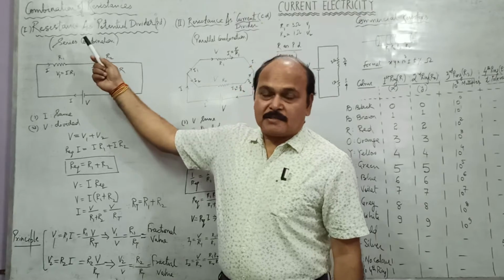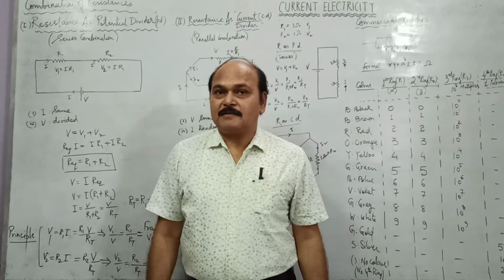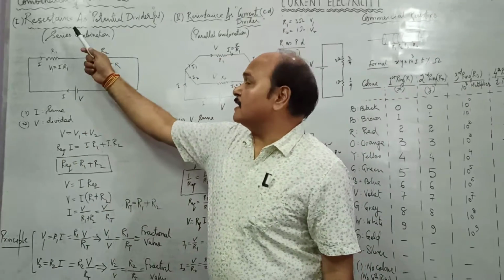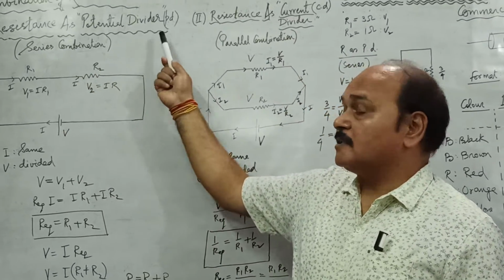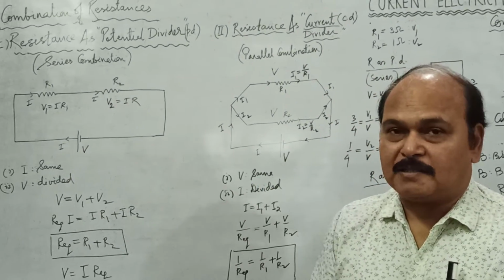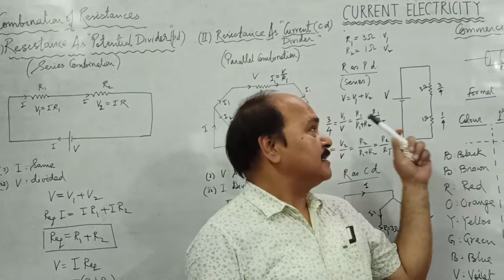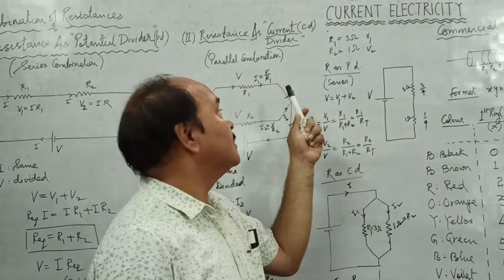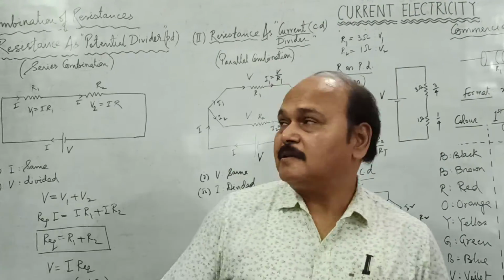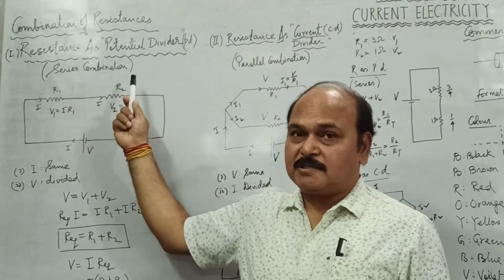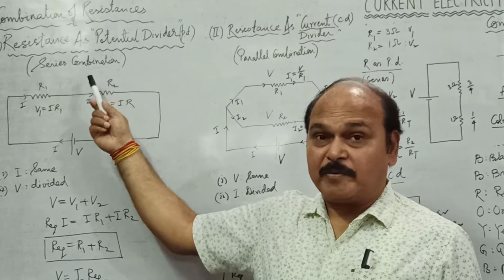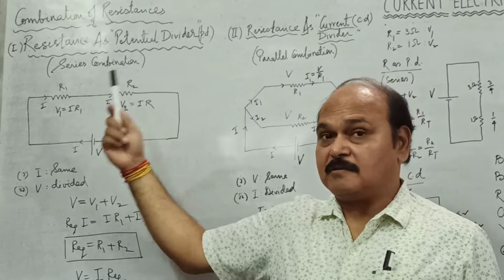There are two ways the resistances can be combined. Number one is called resistance as potential divider. This is combination number one. And the second combination is resistance as current divider. This combination is also called series combination. You are more familiar with this word, series combination.